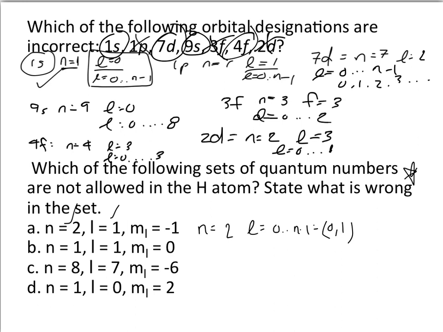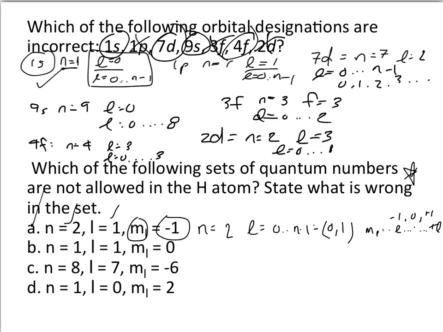Now, can we have these m sub L values? Remember, our m sub L values go from negative L all the way up to 0 up to positive L. So in this case, negative 1, 0, positive 1. Is that a possibility? Yes, that's what we have here. So this set is completely acceptable. So set A is fine.